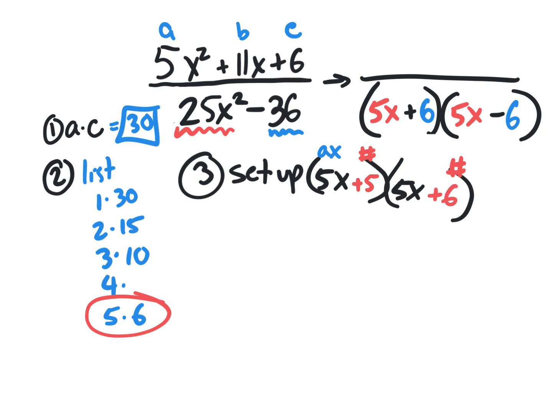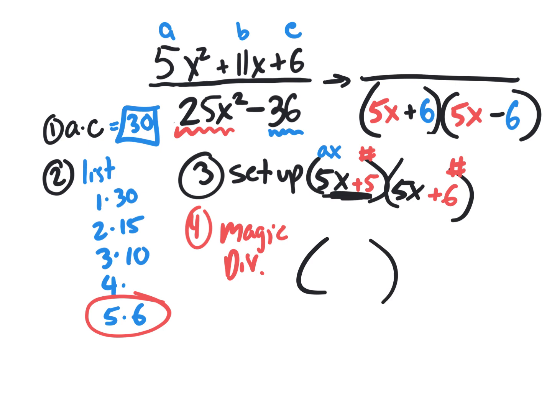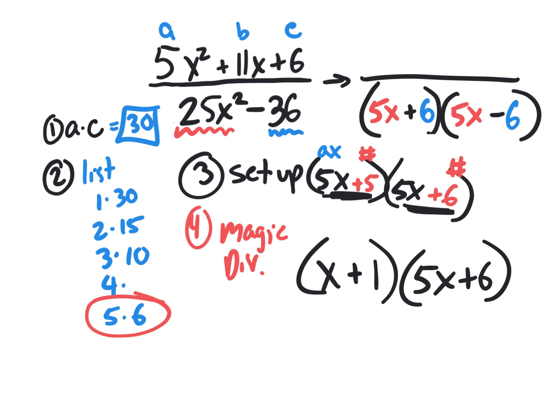Now it's time for step 4. What's step 4? Magic division. Okay, so I'm going to divide this first binomial by what? 5. I got a 5x and a 5. Divide by 5. What do I have left? 1x plus 1. Great. How about that second binomial over here? What could I divide by? Nothing. I mean, you could divide by 1 if you want, but it's not going to change anything. It's still going to be 5x plus 6. And believe it or not, that's the factored form.